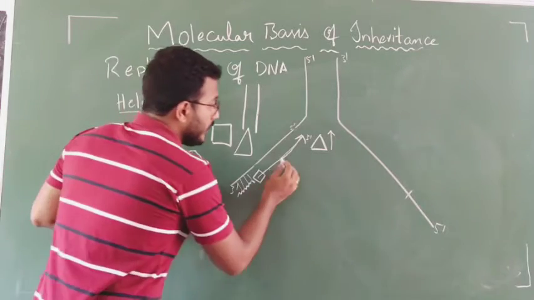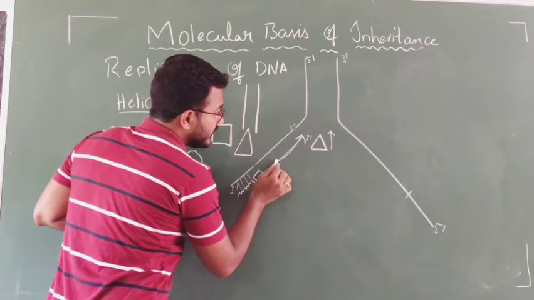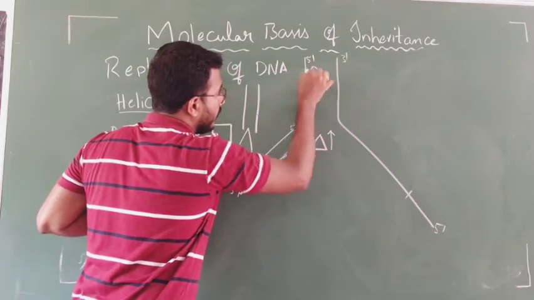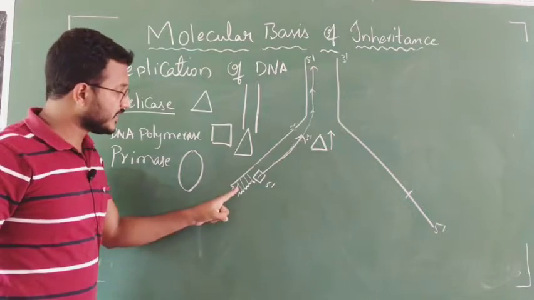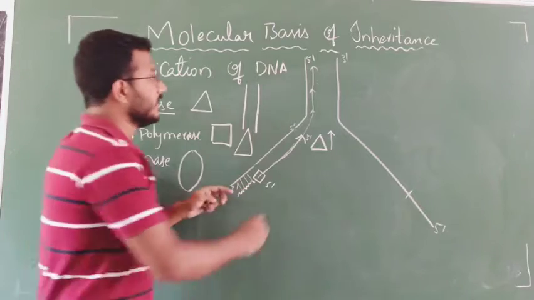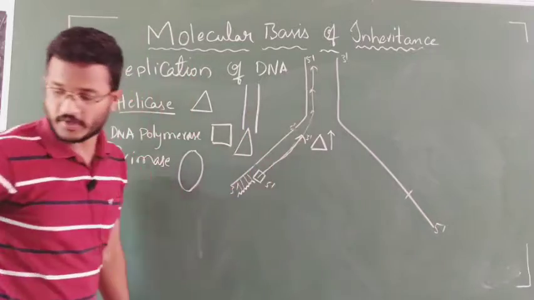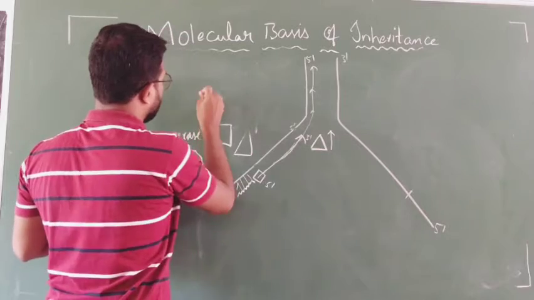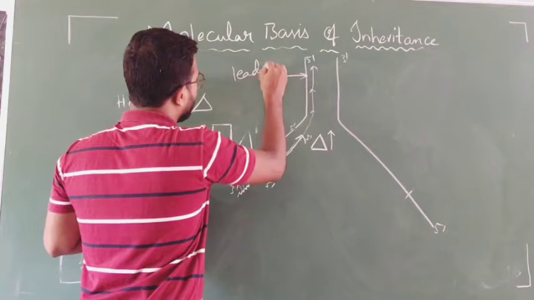So as a result of a movement of helicase in this direction, the DNA polymerase will also move in this direction further and synthesize the whole DNA molecule. So here the synthesis is continuous, no breakage. That's why this strand is known as leading strand.